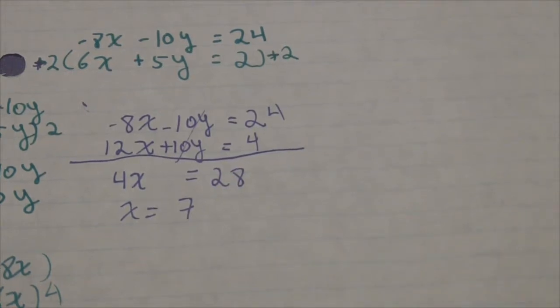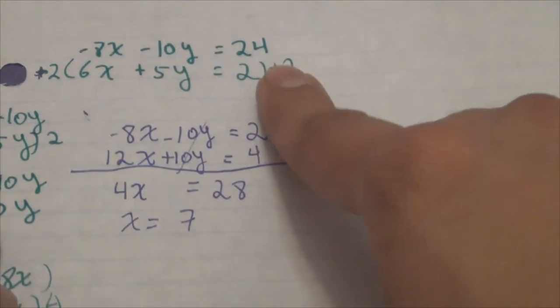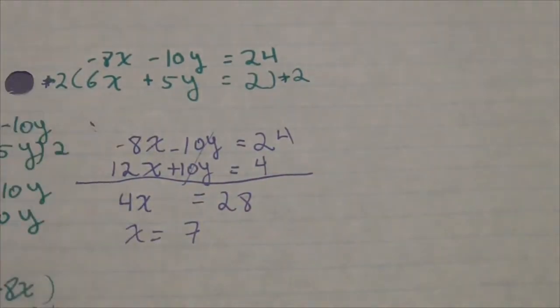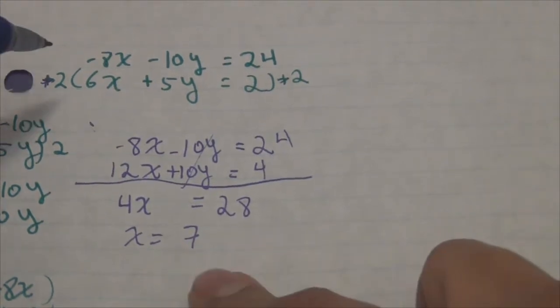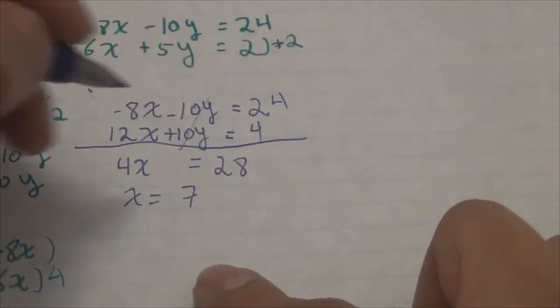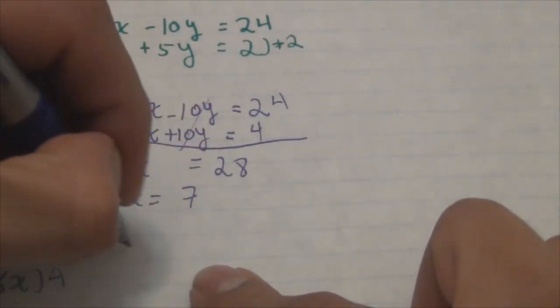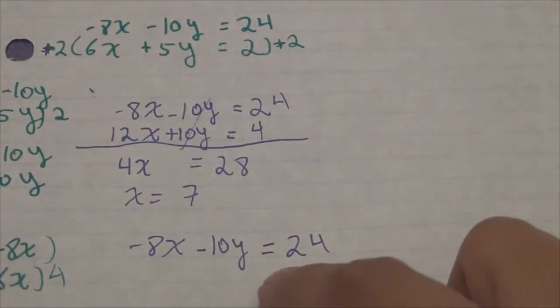To find the y, all you have to do is substitute. So let's substitute on the original one. Choose top or bottom. You choose one. I'm going to choose the top one. So I rewrite the equation, so it's negative 8x minus 10y equal 24. Now replace the x.